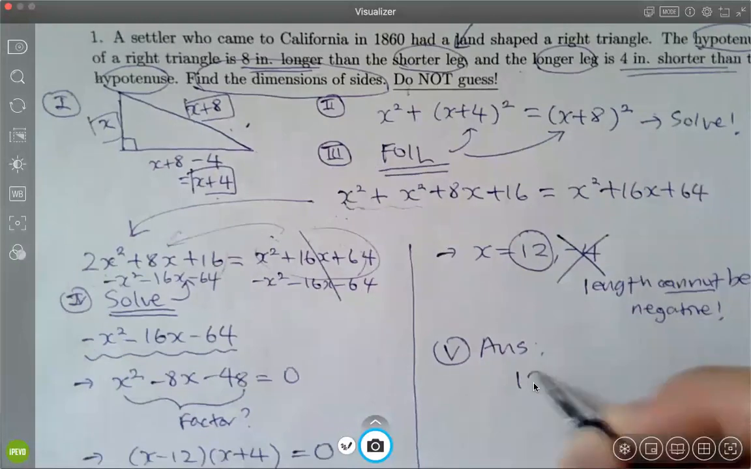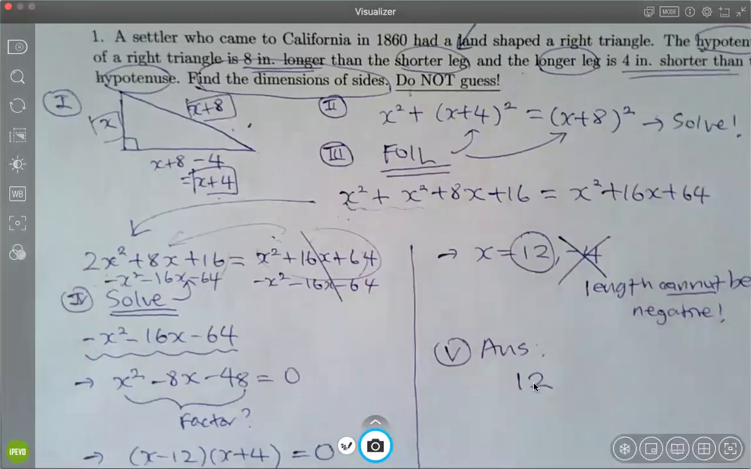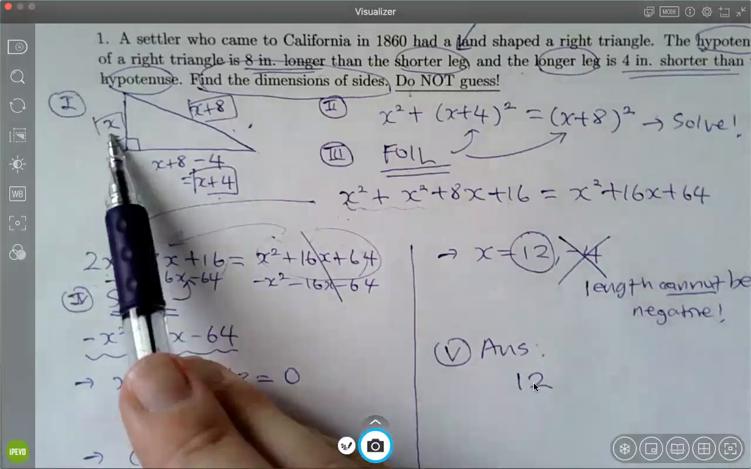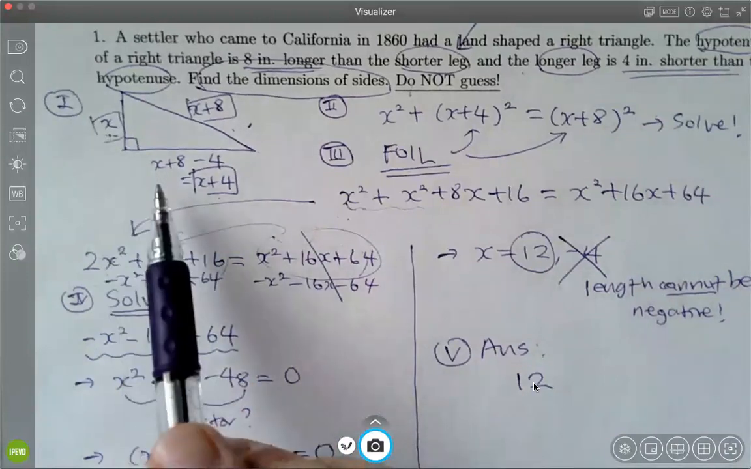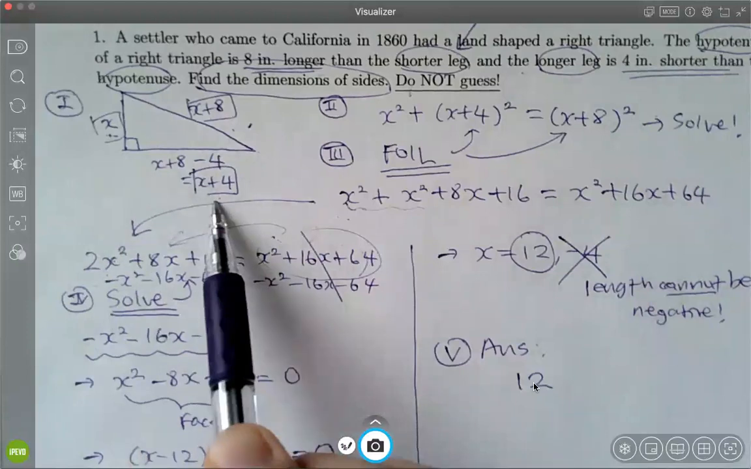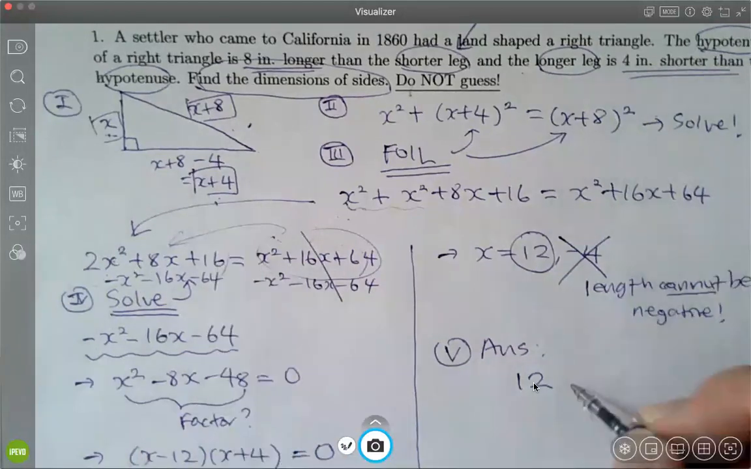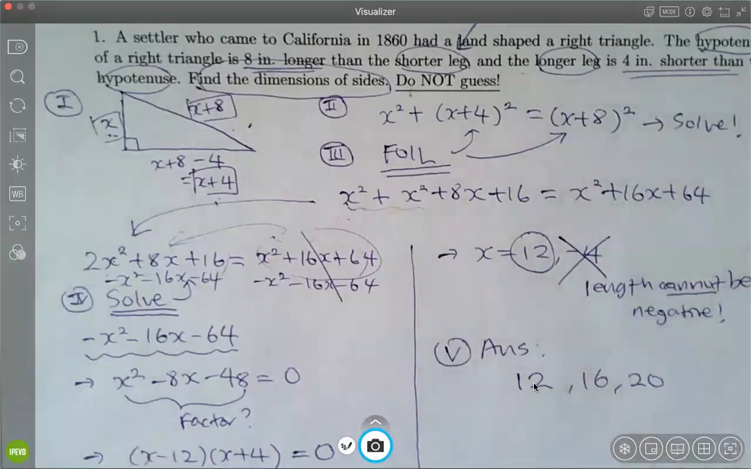12, which is what? The shorter leg, right? And what are the other two dimensions? 16 and 20, right? 12 plus 8. Okay, so that is the answer.